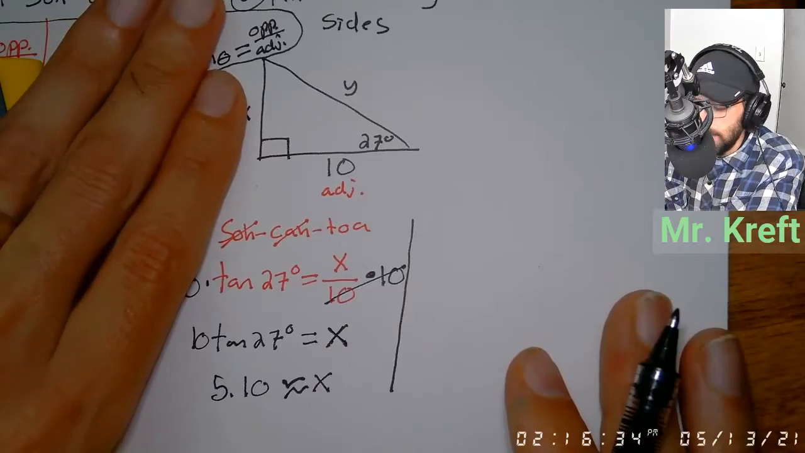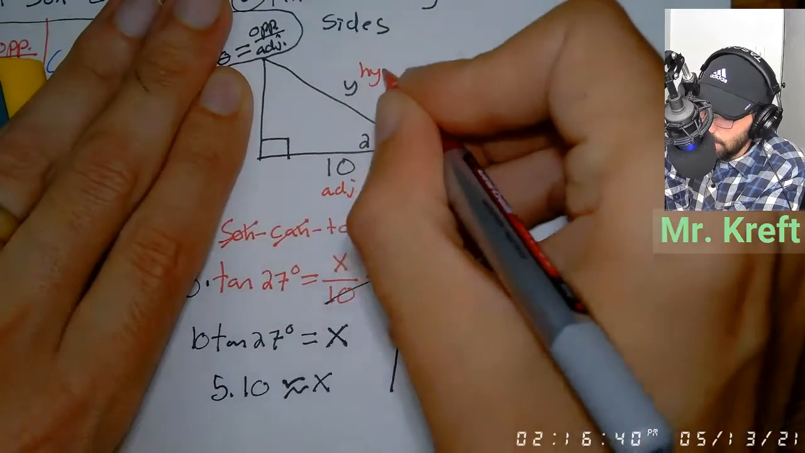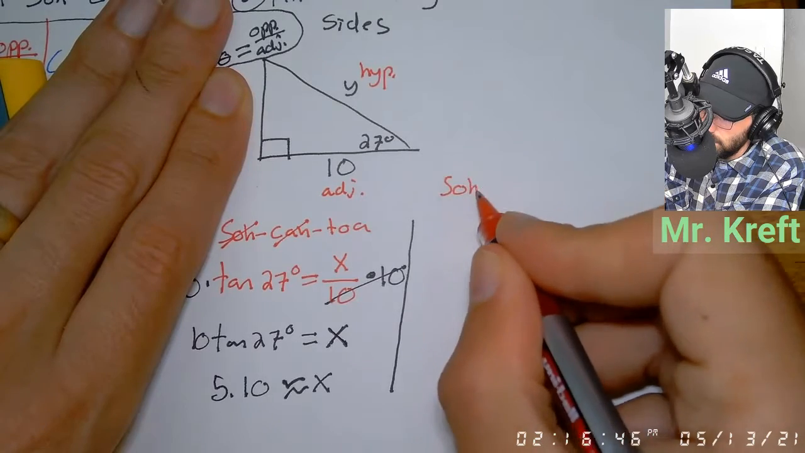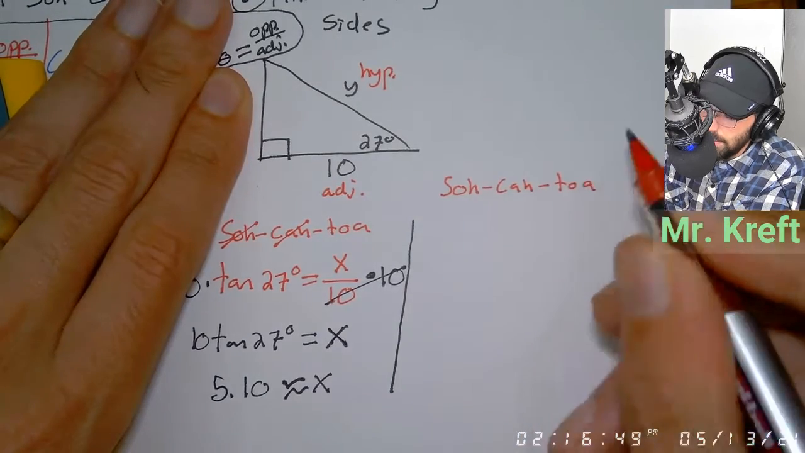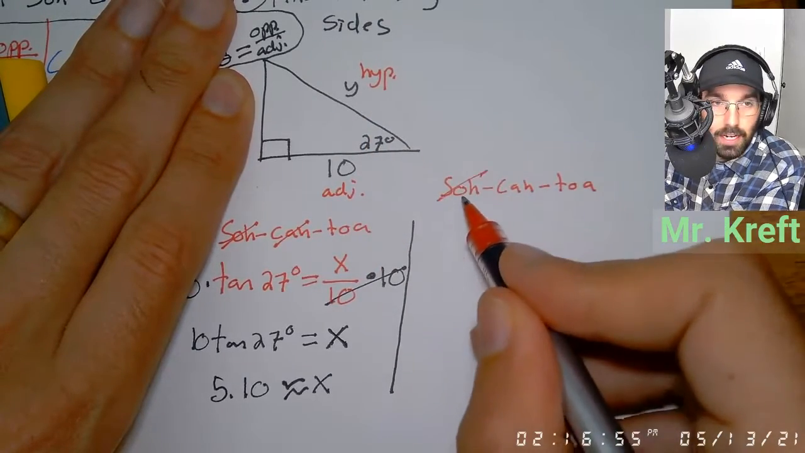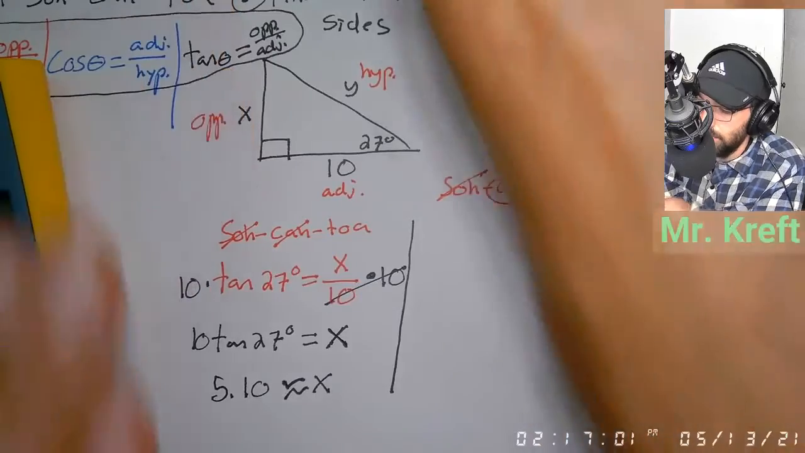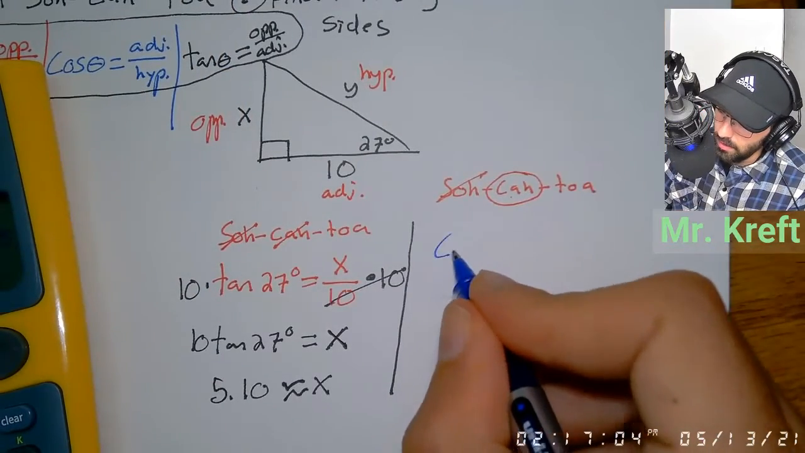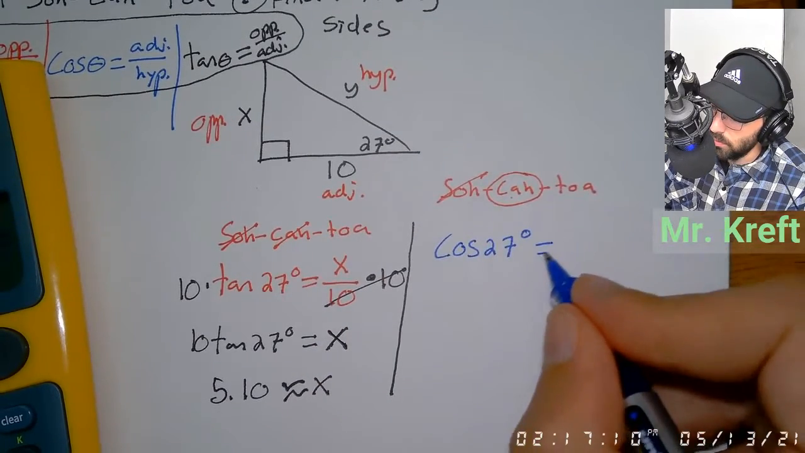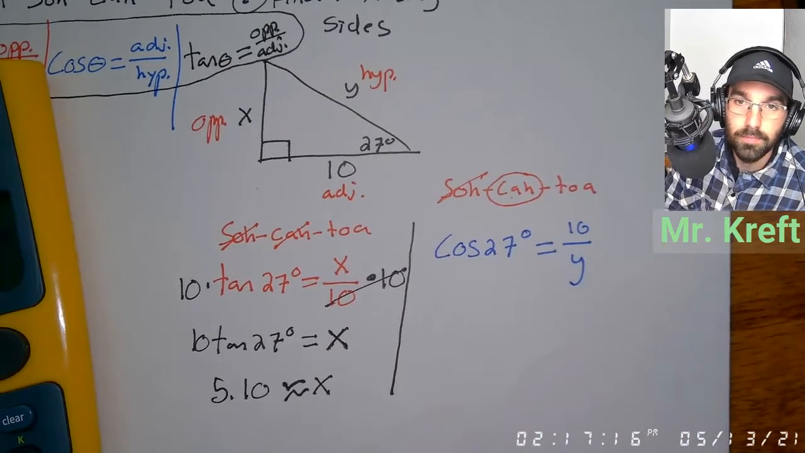Now what we're going to do is solve for the y, so we can cover this up, right? My y now is my hypotenuse, and I know my adjacent. So I'm going to write down Soh-Cah-Toa, and look at what uses the hypotenuse and adjacent. Sine is out, because that's opposite. Cosine is adjacent and hypotenuse. So I'm going to say cosine of my reference angle, 27, equals adjacent, so 10 over my hypotenuse.